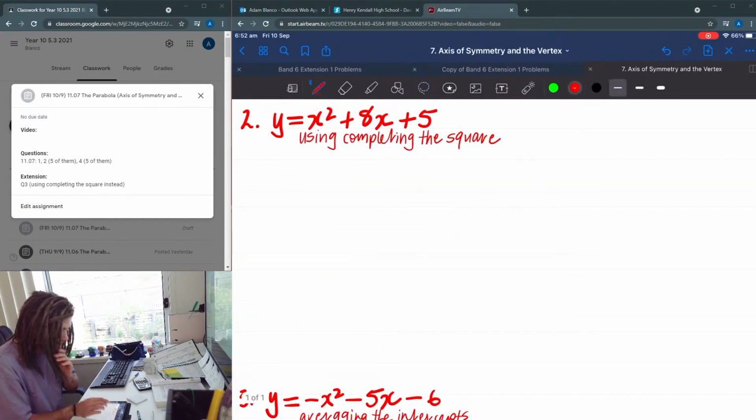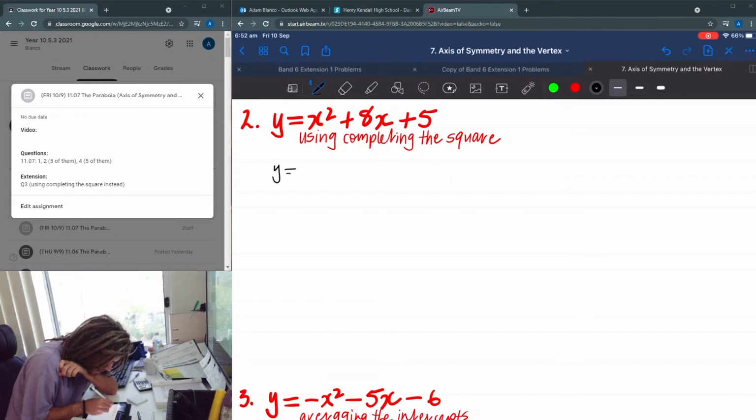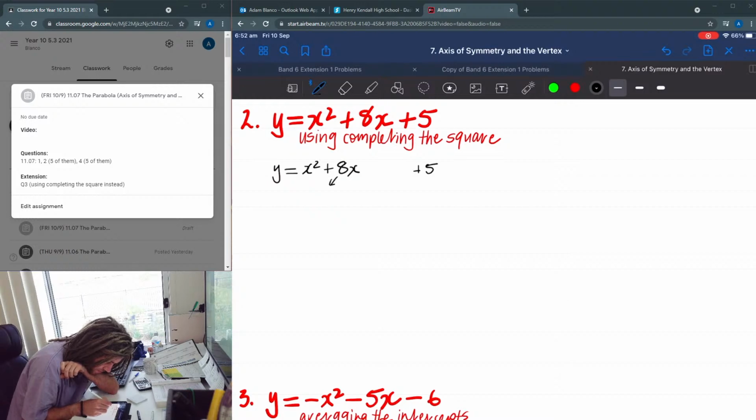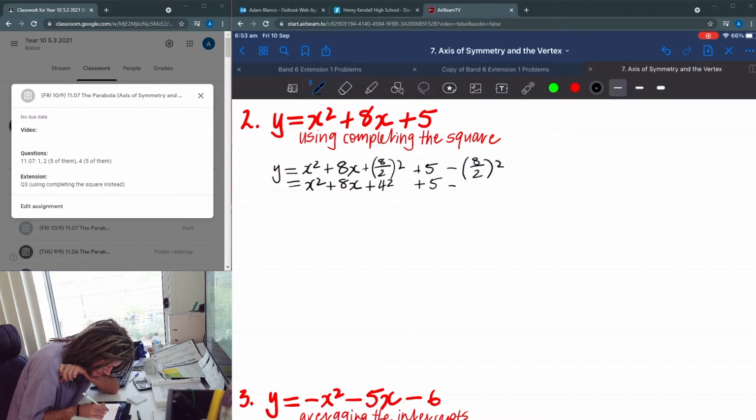Using completing the square. So let's complete the square on this thing. We've got y equals x squared plus, let's just write it, 8x, and then I'll write a plus 5 over here. So I'm going to halve this, actually I'm going to write it like this. I'm going to add 8 on 2 squared, and I'm going to add minus 8 on 2 squared. So I halve it and square it and add it on. So then that's x squared plus 8x plus 4 squared plus 5 minus 16.